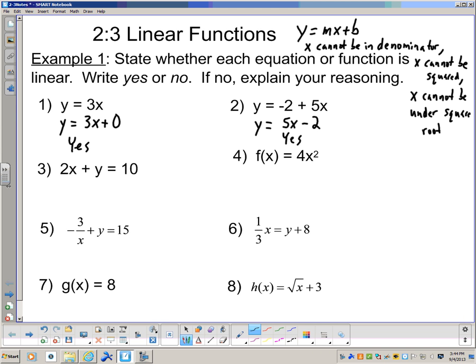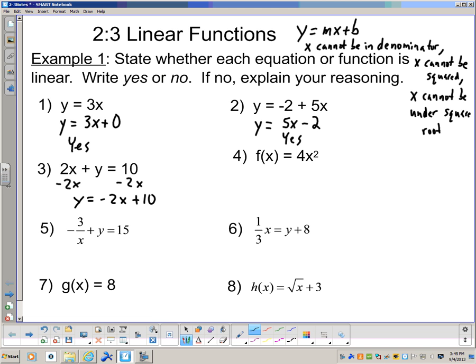Number 3 there, it says y equals mx plus b, so I need to bring the 2x over to the other side. So I'm going to do that by subtracting 2x from both sides. So I end up getting y equals negative 2x plus 10. So again, I can identify the parts here. My m there is negative 2, and my b there is 10.